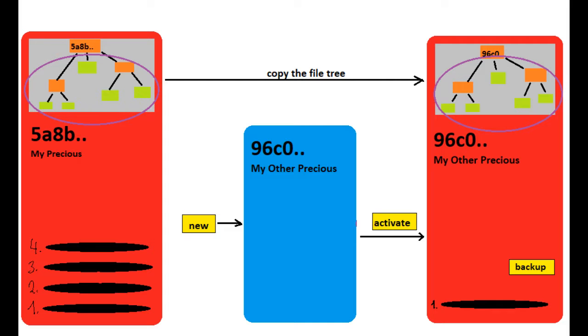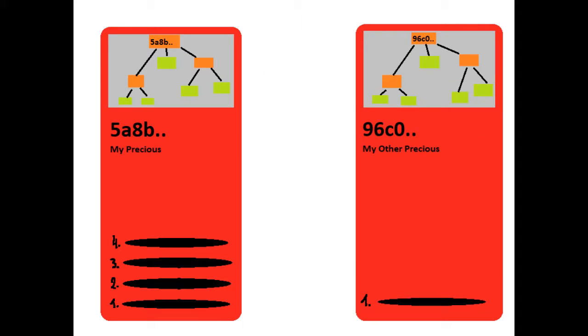The other way to create a duplicate project is creating a new project, activating it so that it can be modified in the workshop, and then copy the file tree of the original project into the new project. Finally, we can make a backup to store its initial state. In both versions, we end up with a new project pretty identical to the original one.